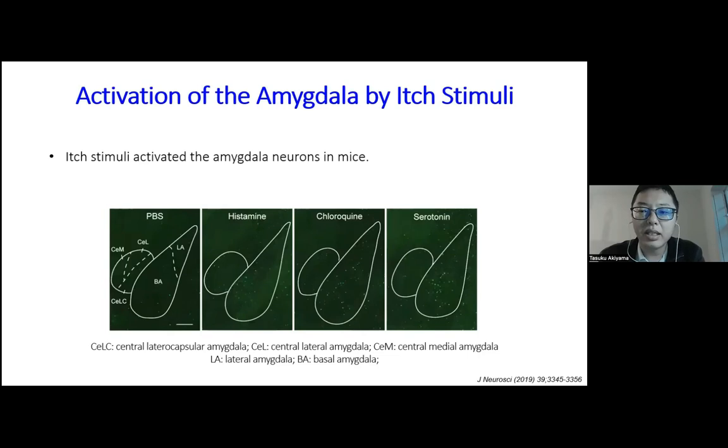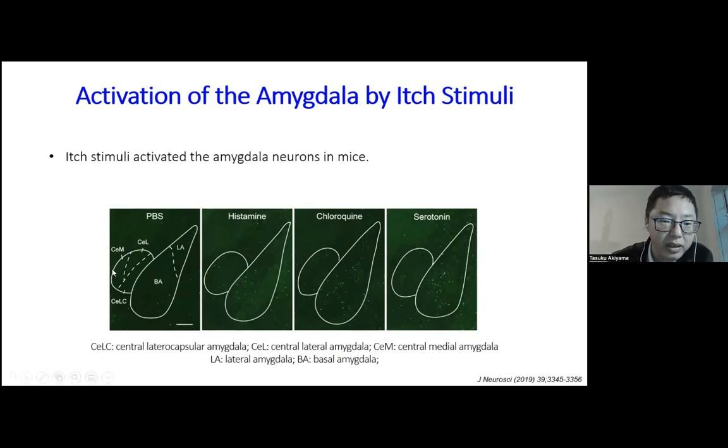And then next, we checked whether each chemical can actually activate amygdala neurons in mice. So we used c-Fos staining to test this. c-Fos is a neural activation marker. So by counting the number of c-Fos positive cells, we can tell whether those regions are actually activated or not.